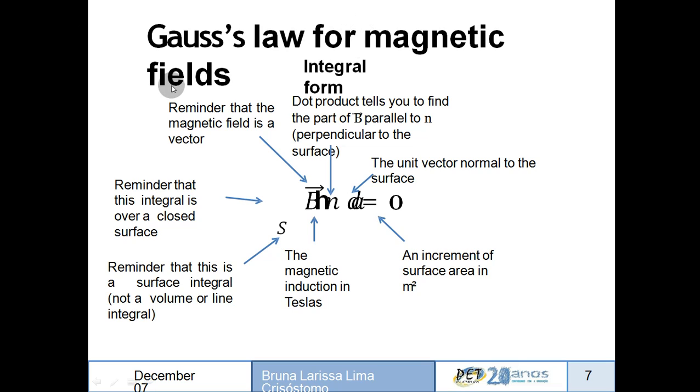So this is Gauss's law for the magnetic field, integral form. Reminder that the magnetic field is a vector. We already know that. The dot product tells you to find that part of B parallel to n, perpendicular to the surface, the unit vector normal to the surface, with dA the increment in surface area in meter squared, and the magnetic field induction in Teslas. Reminder that this integral is over a closed surface, and that this is a surface integral, not a volume or line integral.